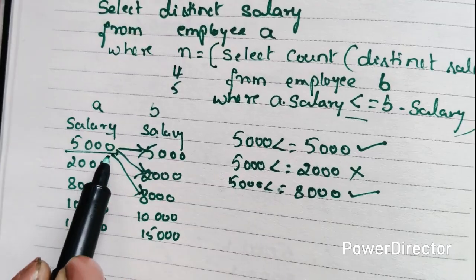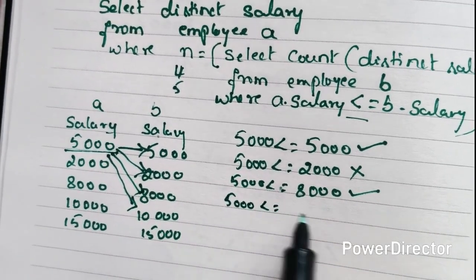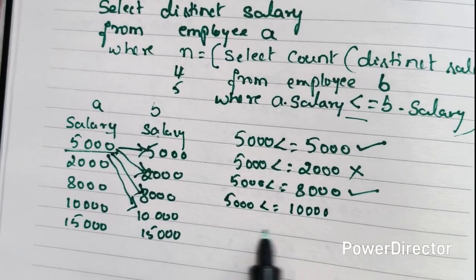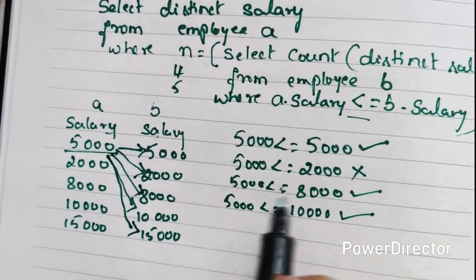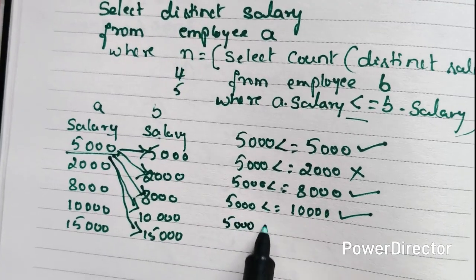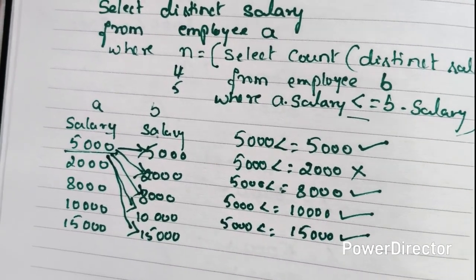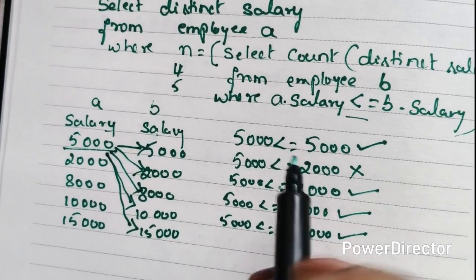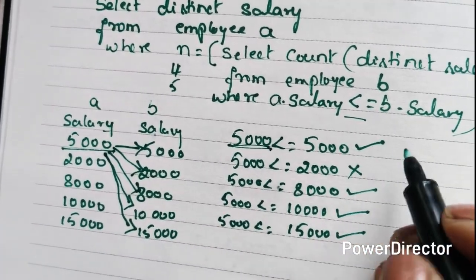Yes. Again, 5,000 is compared with 10,000. 5,000 is less than or equal to 10,000. Is the condition true? Yes, it is true. Again, this will be compared with 15,000. 5,000 is less than or equal to 15,000. Is the condition true? Yes, it is true. Now, how many times is the condition true for this 5,000?